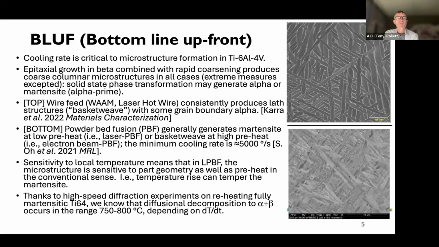Okay, so the bottom line up front, as it were, in terms of microstructure in Ti-6-4 is that cooling rate is important. I'm going to explain it. You get strongly epitaxial growth in the beta, and it coarsens. And what you probably didn't notice right away is that as you build up basically in any of these additive processes, the beta grain structure gets coarser and coarser and coarser. So even if you started with a reasonably fine grain structure, it coarsens dramatically, and you can easily have 200 micron width grains, 300 microns.